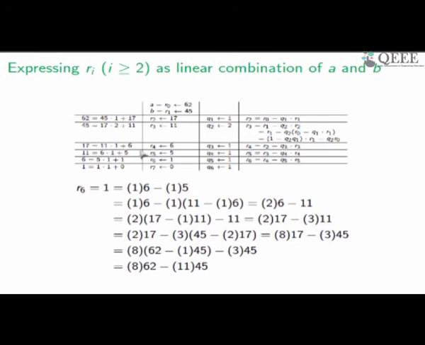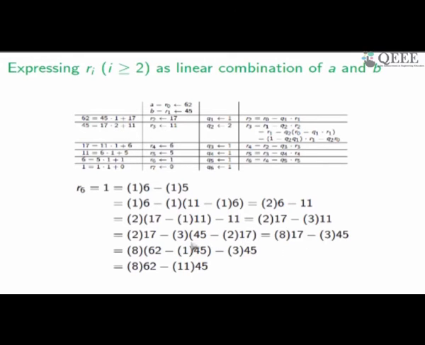Now you take the previous equation, that is 17 equal to 11 into 1 plus 6. So 6 is 17 minus 11 into 1, and you can make that substitution here. So you get 2 into 17 minus 11 into 1 minus this 11. So you get 2 into 17 minus 3 into 11. Next you look at this one over here, take the smaller number 11 and use the fact that 45 minus 17 into 2 equal to 11. So make that substitution over here: 2 into 17 minus this 3 into 45 minus 17 into 2.